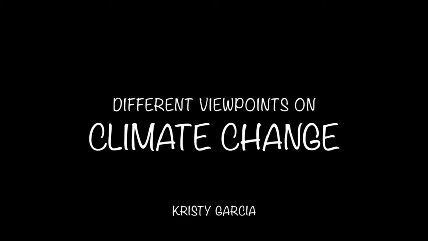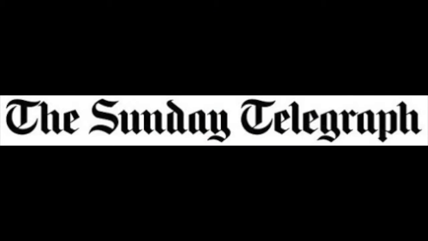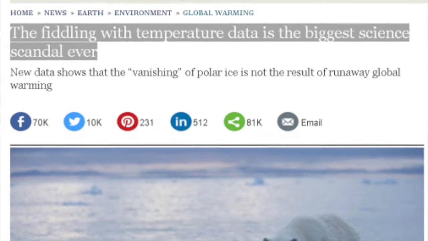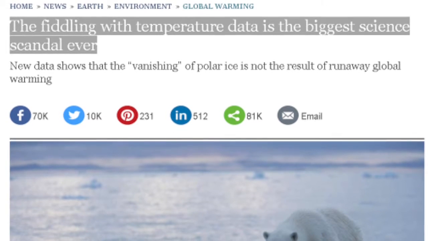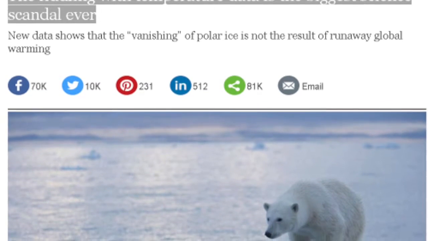Different viewpoints on climate change. First viewpoint. People say the data is being messed with to show numbers that are out of the ordinary compared to last year's data that was gathered. For example, Christopher Booker. He's an English journalist, author, and has been a columnist for the Sunday Telegraph since 1990. This is what Christopher Booker said in one of his articles. The fiddling with temperature data is the biggest scandal ever.